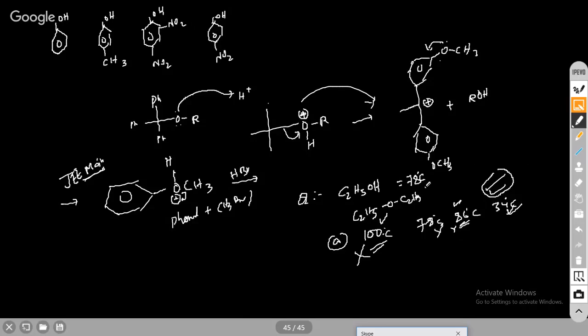Suppose I give you a question: the boiling point of diethyl ether is 86 degrees Celsius. Then what is the boiling point of ethanol, C2H5OH? And these are the four options given. What will be your answer? Diethyl ether is given as 86 degrees Celsius, ethanol you have to find out, and the options are given.